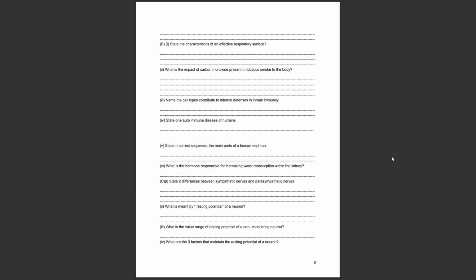First, distribution of ion concentration inside and outside of the neuron. Then selective permeability of the plasma membrane to K plus and sodium ions. Third one, sodium potassium pump. 3 marks. Okay. Any doubts?